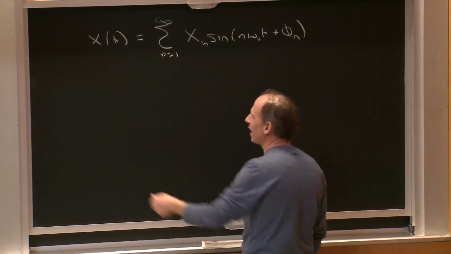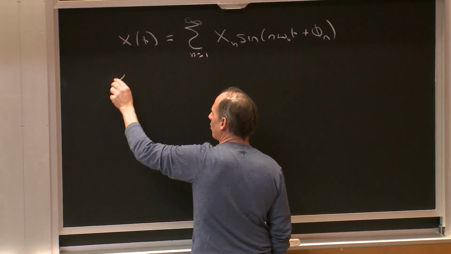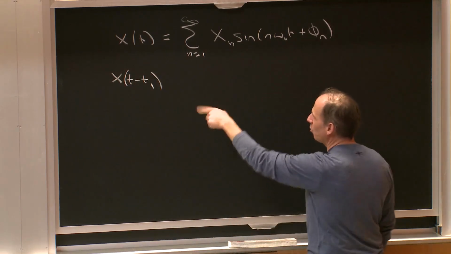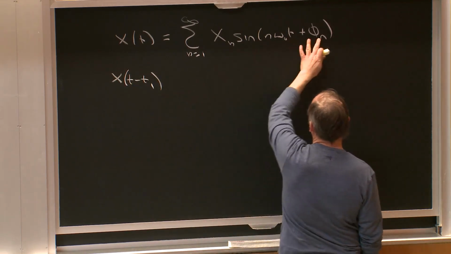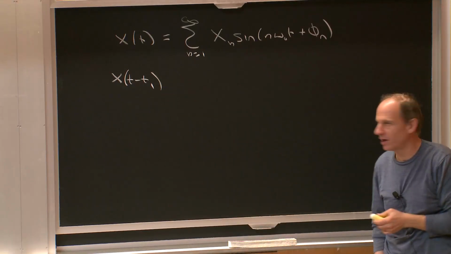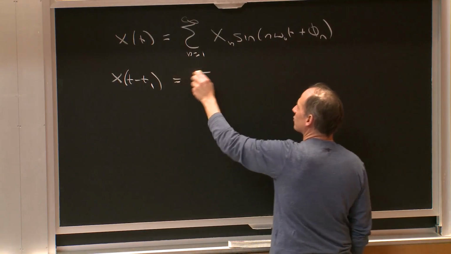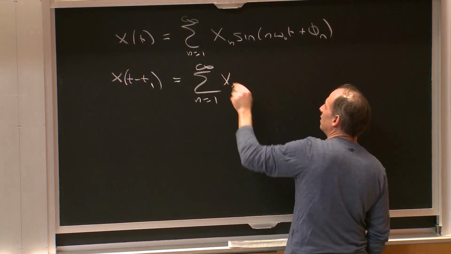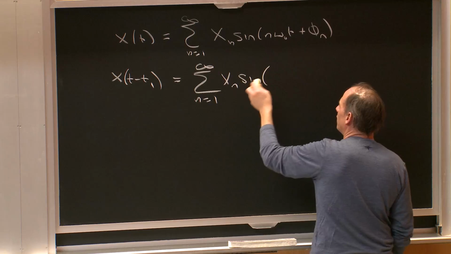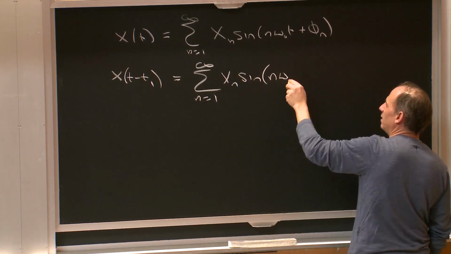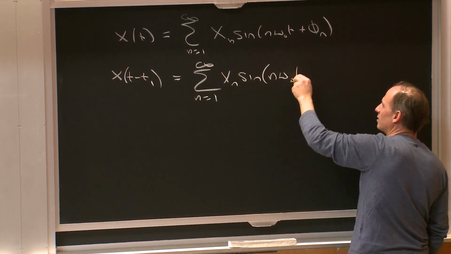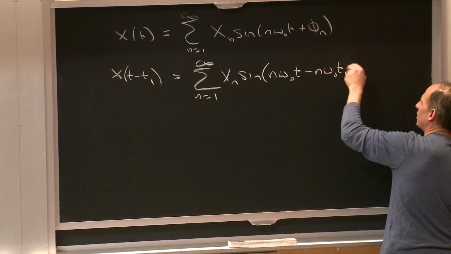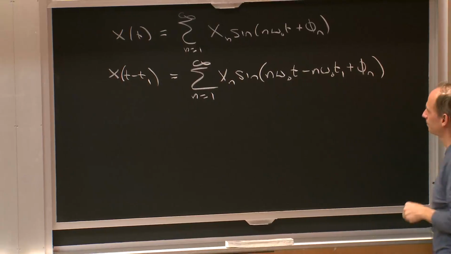Then if I had some delayed version of this waveform, let me call this x of t minus t1, what would its content look like? Well, I just go to this expression and substitute in t minus t1. So I would get the summation of n equals 1 to infinity of x sub n sine of n omega naught t minus n omega naught t1 plus phi n.